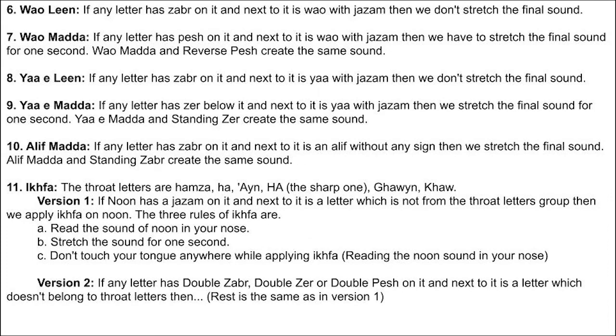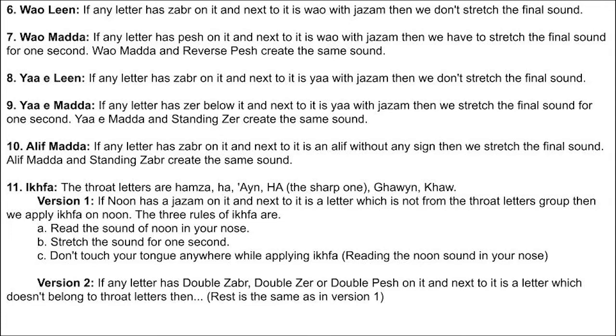Vowleen. If any letter has zabar on it and next to it is waw with jazm, then we don't stretch the final sound. Waw madda. If any letter has pesh on it and next to it is waw with jazm, then we have to stretch the final sound for 1 second. Waw madda and reverse pesh create the same sound.